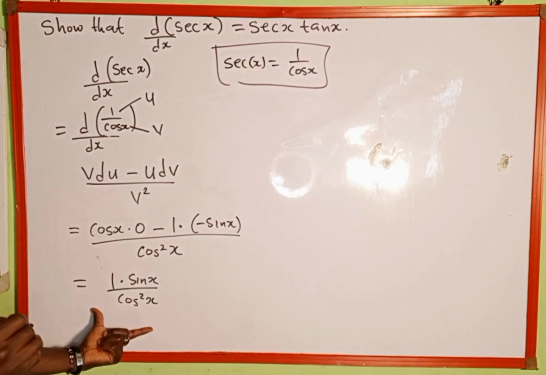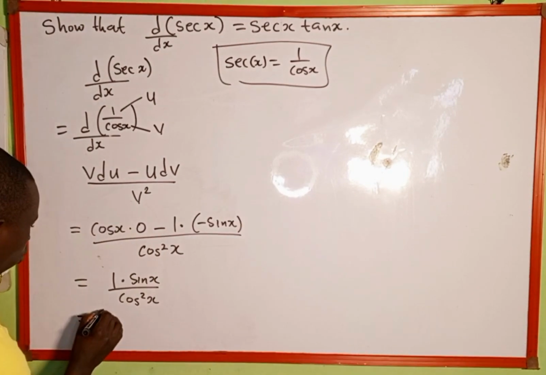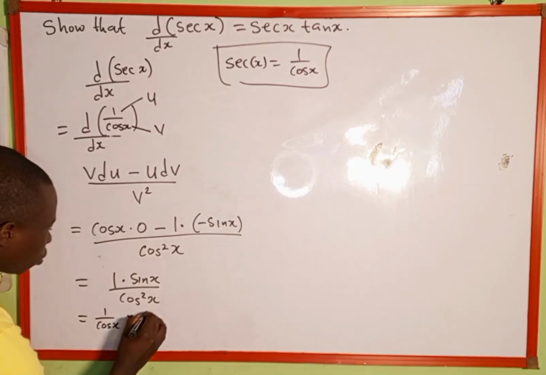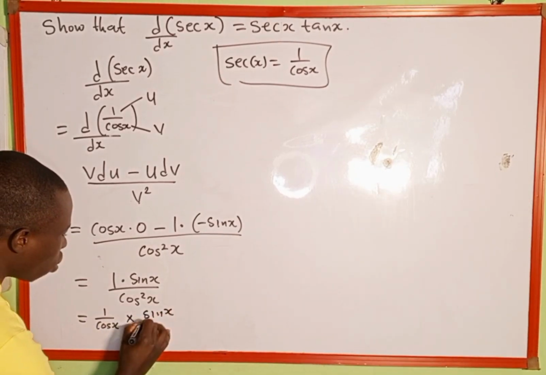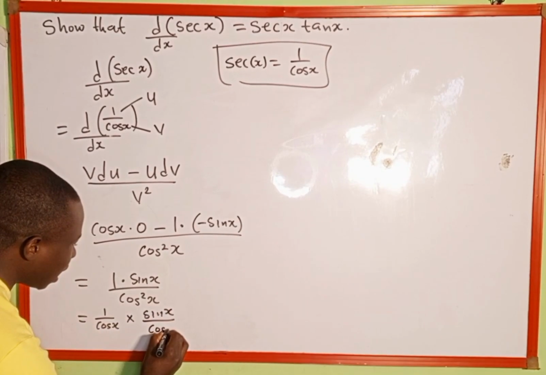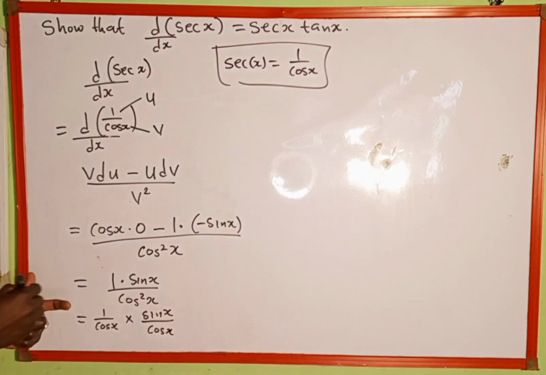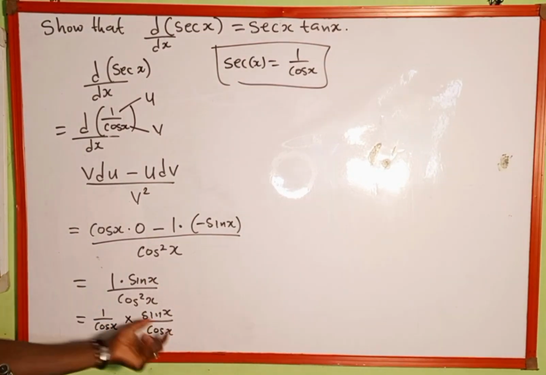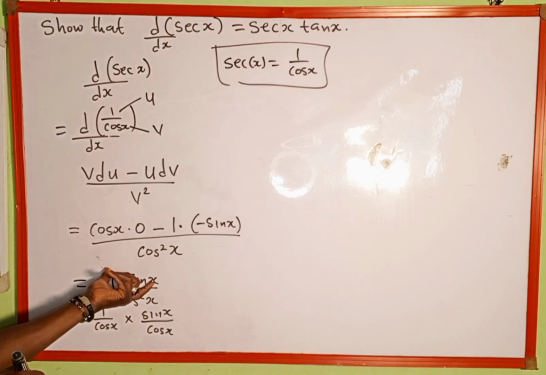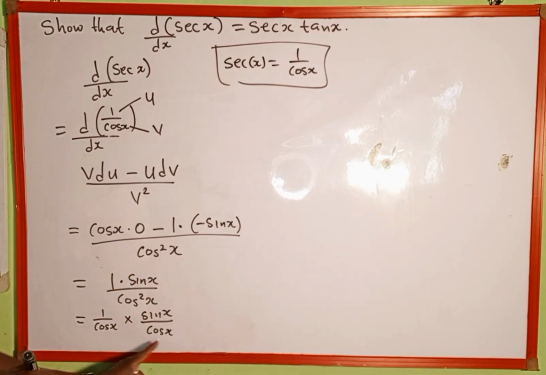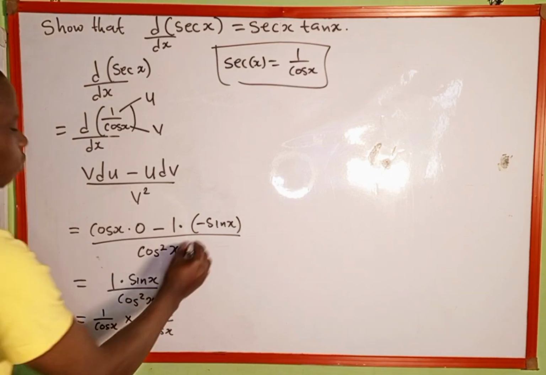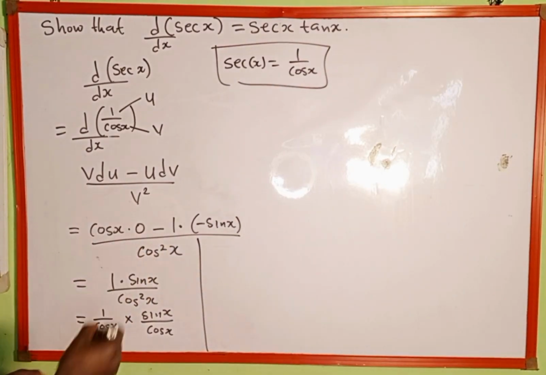But do you know that this can also be rewritten as 1 all over cos x, multiplied by sine x all over cosine x? So what we do is just split: 1 multiplied by sine x still gives back 1 multiplied by sine x, and cos x multiplied by cos x is going to give us cos square x.